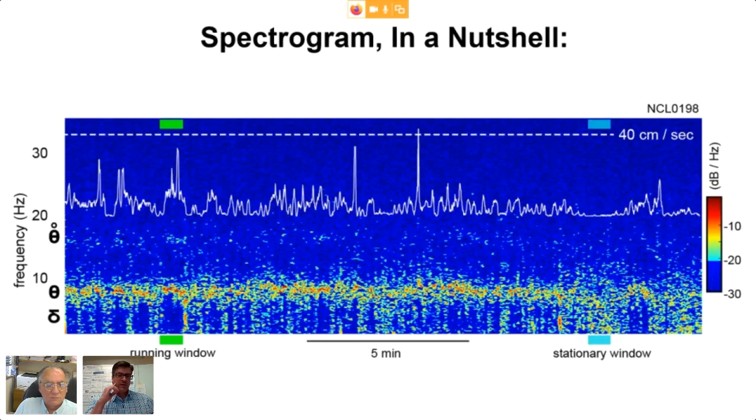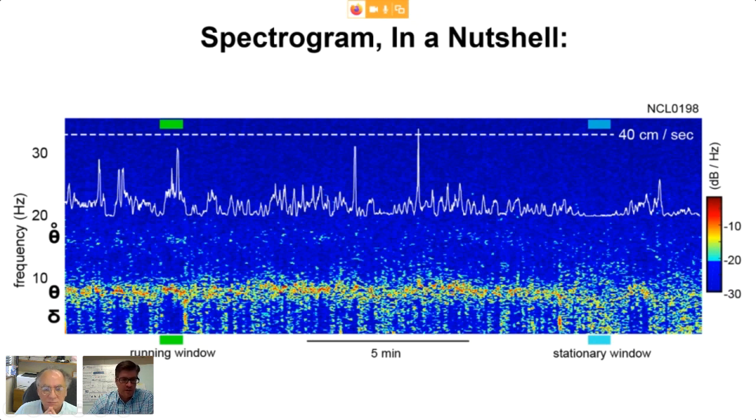So let me do another, in a nutshell, image here, the idea being to just show you the thing. If it's there, you believe me. If it's not there, you don't believe me. But if you look at the spectrogram, which shows the power in the different frequency bands across a recording session, this is about 20 minutes of a recording session, and I've overlaid the running speed of the animal here in white. What you can see is that when the running speed goes up, there tend to be really red dots here in the spectrogram in the theta band.